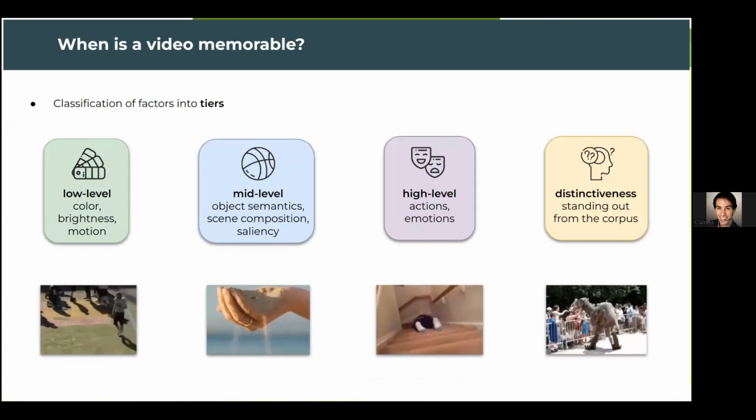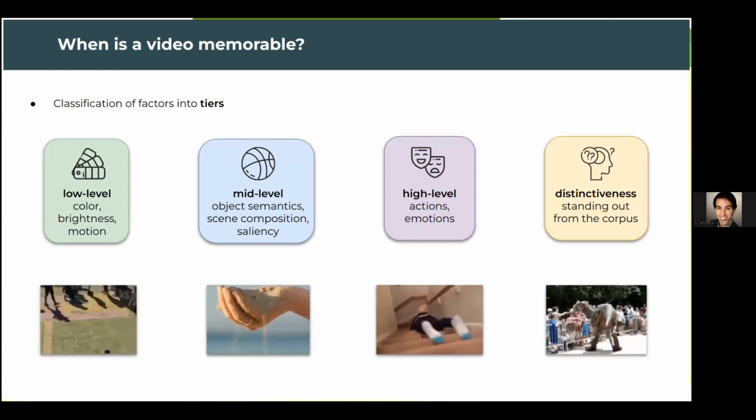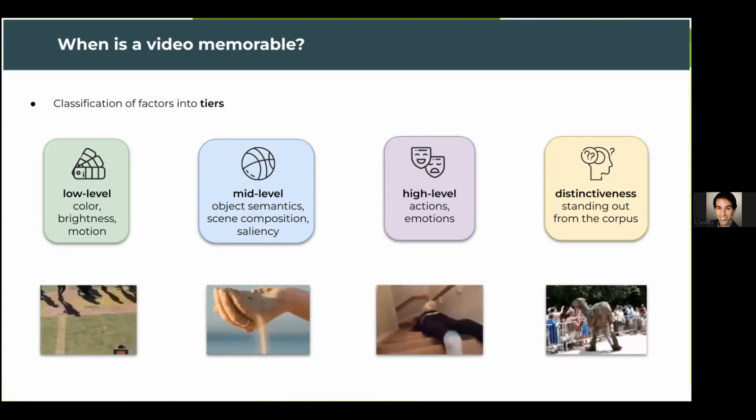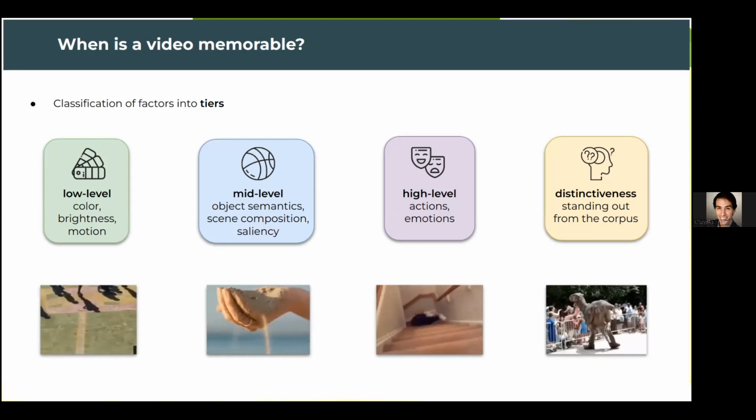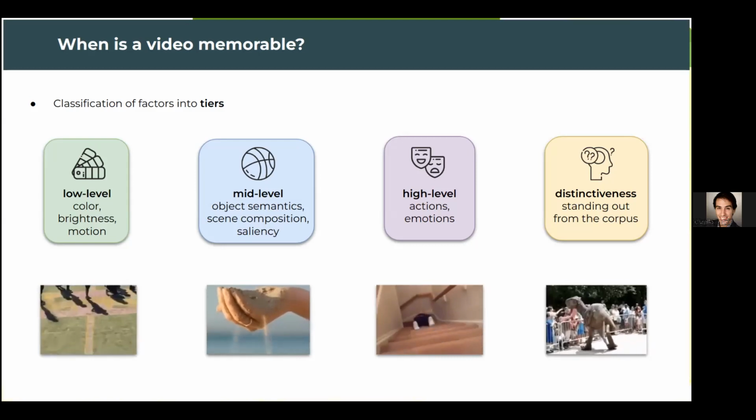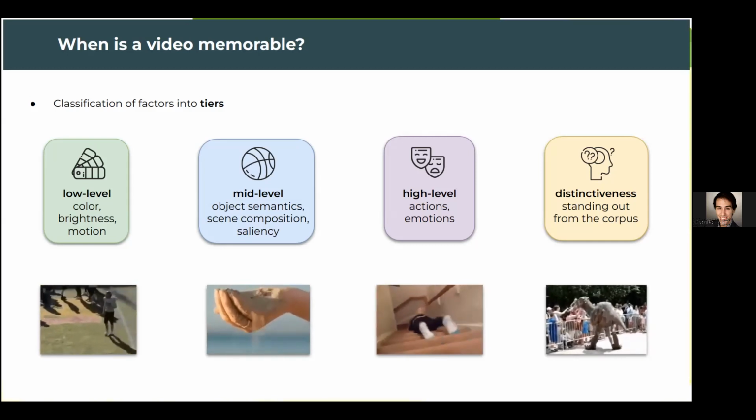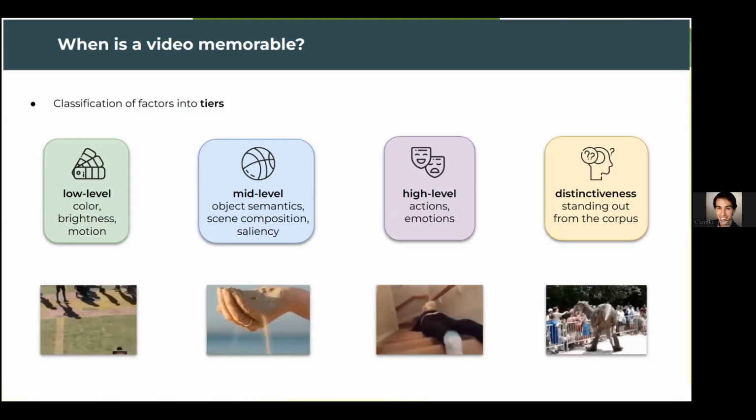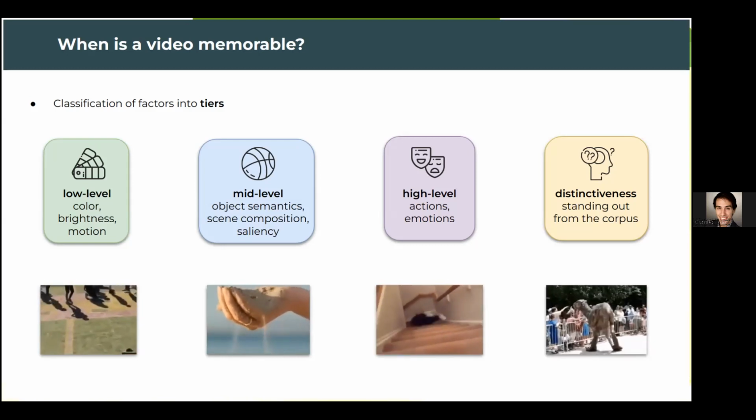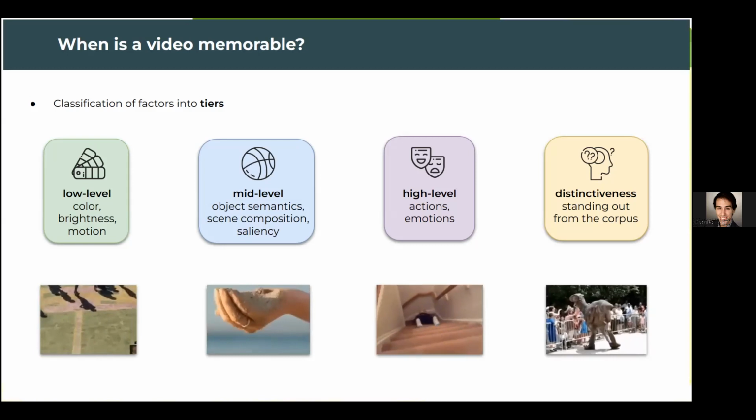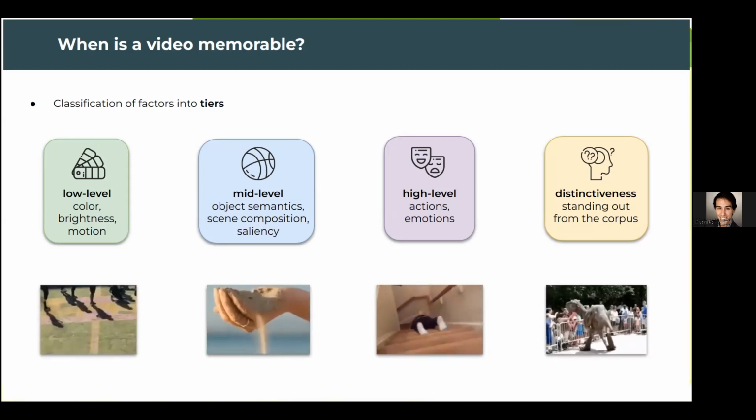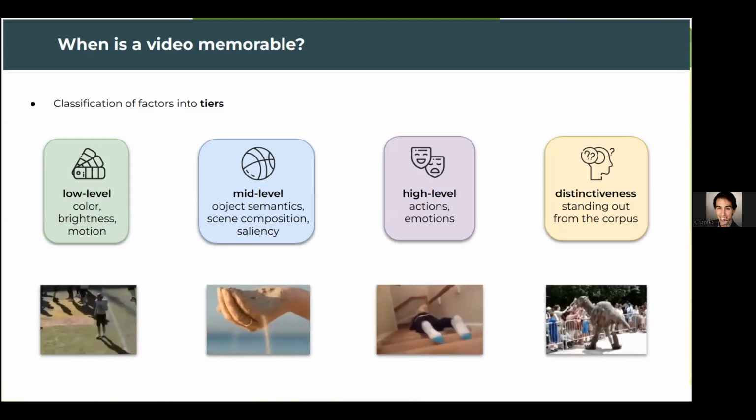The first thing that we do for this is to separate the factors that contribute to video memorability into different tiers. We instantiate three main tiers, a low-level, mid-level, and high-level tier, where we categorize different types of properties that tend to impact memorability. In the low-level tier, we have things like color, brightness, motion, contrast, and others. In mid-level, we look at object semantics, the background, the scene, the objects that appear, and their saliency. And in the high-level tier, we look mostly at action, emotions, surprisal, and other things.